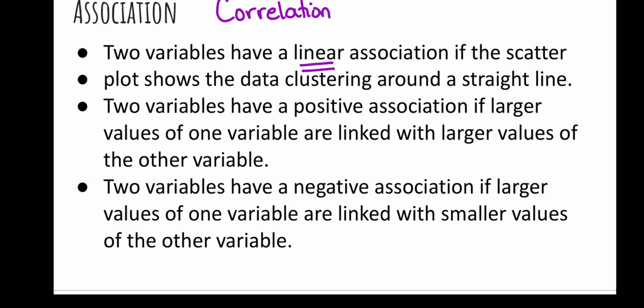Two variables have a negative association if larger values of one variable are linked with smaller values of another variable. So as one variable gets bigger, the other one gets smaller, and so that would have points that were trending in a downward direction, kind of like what I just drew there.